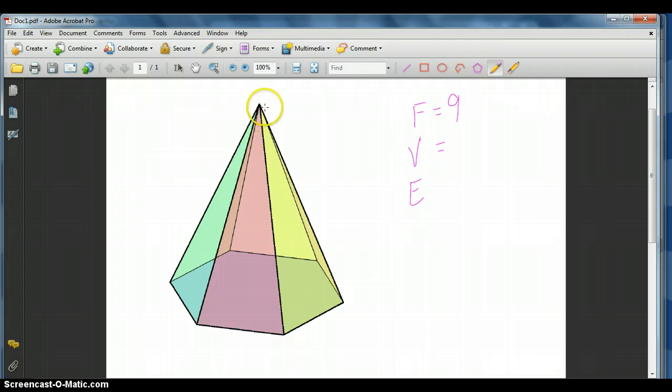The vertices, there would be our vertex at the top of the pyramid, plus 8 vertices. So there are 9 vertices. Our edges, there are 8 edges for our base, and then there are 8 edges which connect our vertex with our base vertices. So there are 8 plus 8, or 16 edges. So if we add those up, there would be 34 faces, vertices, and edges combined.